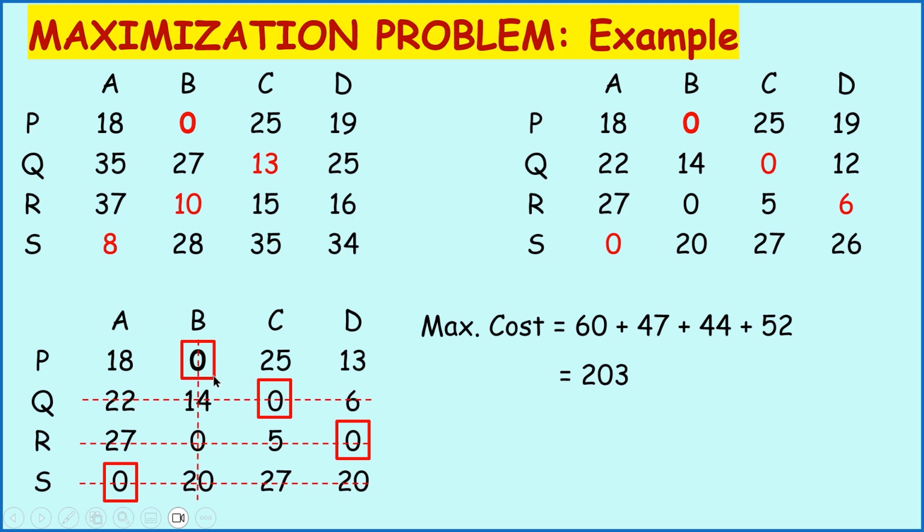and you need to go to the initial table. In the initial profit matrix, whatever the value is here, we keep it here, that is 60, and here it is 47, here 44, and in this place 52, so the total 203 is the maximum profit. That is how we can solve the maximization problem.